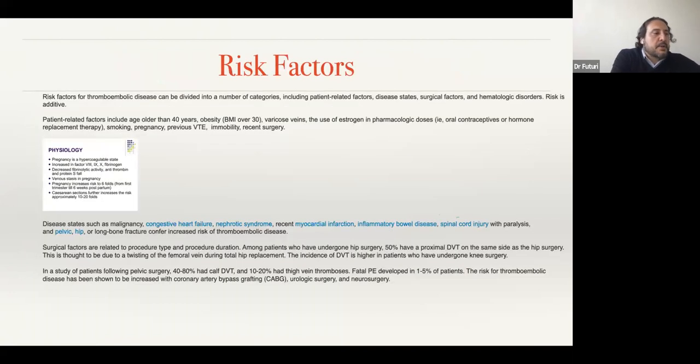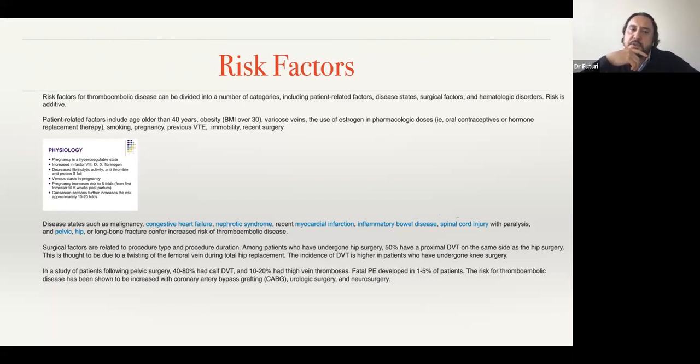Let's talk a little bit about some of the risk factors that we can see for thromboembolic disease. There are a lot of different risk factors, but essentially we like to divide these into different categories, including patient-related factors, certain disease states, surgical factors, hematologic disorders. And risk is additive. The more risk you have, the higher risk you have of DVT or PE. And the higher risk you have may also help us determine the duration of your treatment following initial treatment of a PE or DVT.